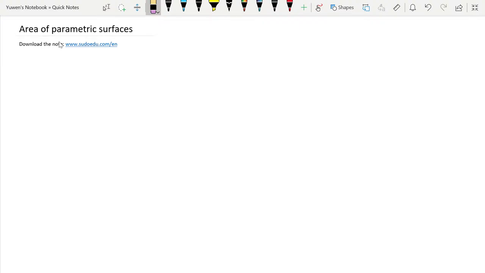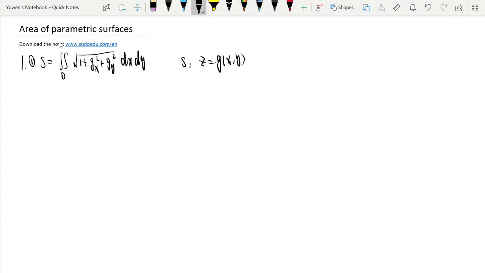Let's consider the problem of how to find the area of parametric surfaces. From multivariable calculus, we already know that the surface area can be written as the double integral of the square root of 1 plus g_x squared plus g_y squared dx dy, where S is the graph of z equals g(x, y). But for parametric surfaces, how do we find the area?